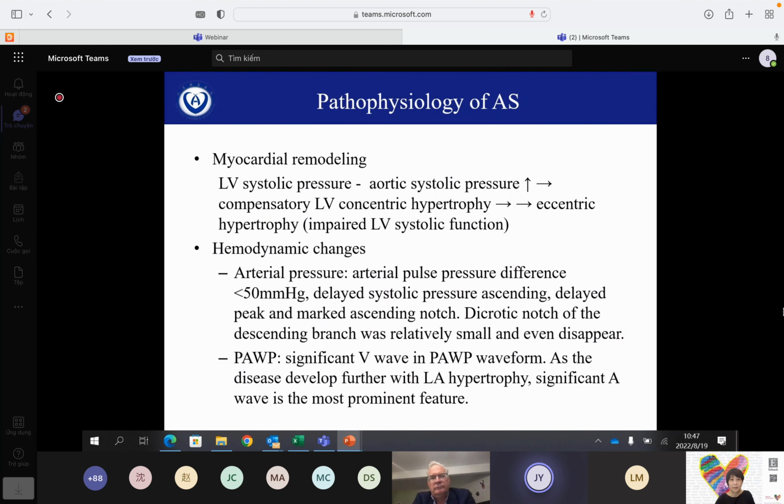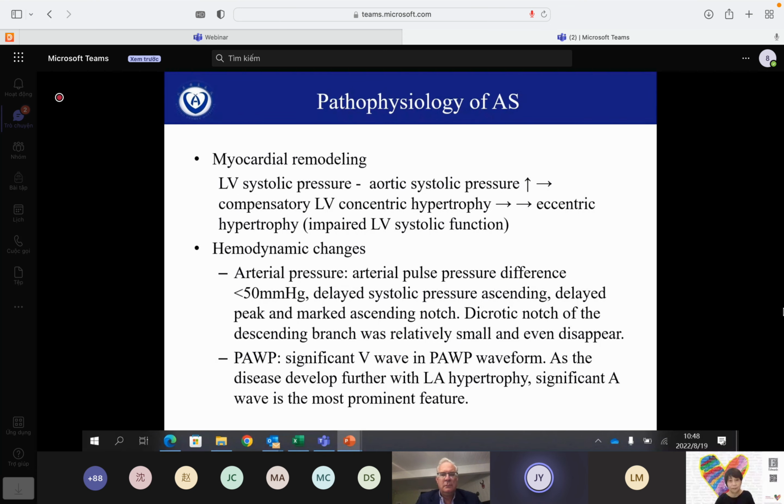Aortic stenosis patients experience myocardial remodeling with increased left ventricular systolic pressure and aortic systolic pressure. They experience compensatory concentric hypertrophy of the left ventricle at first. However, as the disease goes on, they will experience eccentric hypertrophy, which impairs systolic function of the left ventricle.